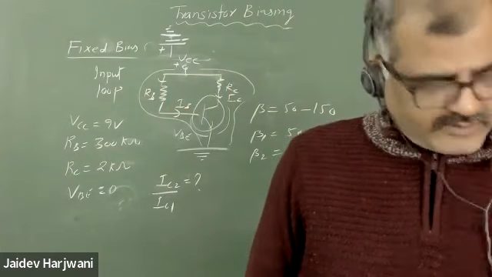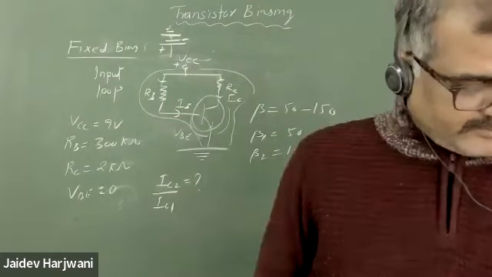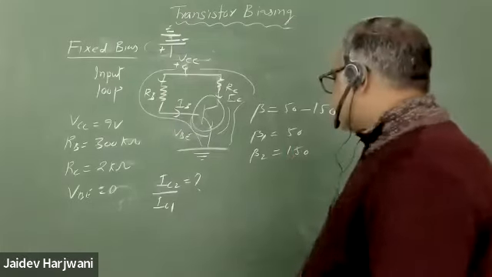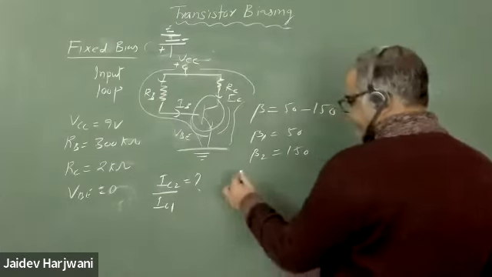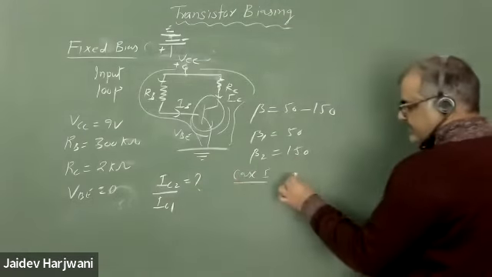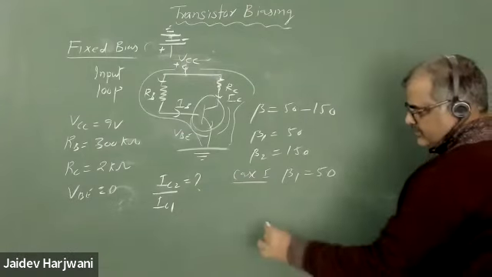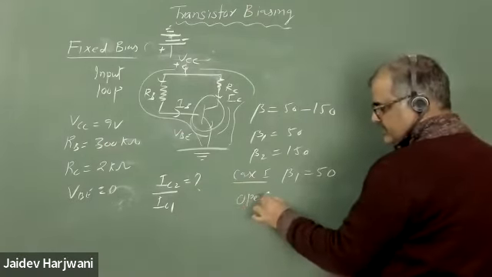So I am not solving this one, you need to tell me. What is the operation region in the first case, when your beta 1 is 50?